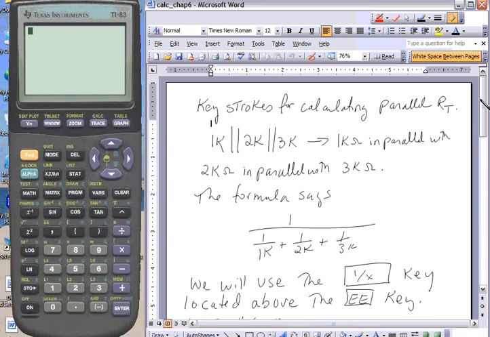Calculator keystrokes for calculating parallels. If I have a 1K, a 2K, and a 3K in parallel, the formula says I need to do 1 over 1K plus 1 over 2K plus 1 over 3K, and then take 1 over that.